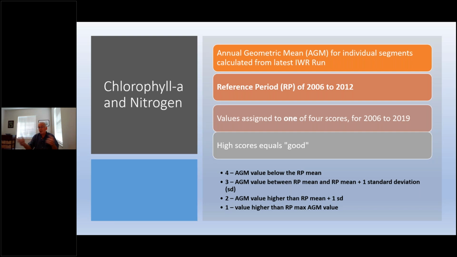If your data are normally distributed, some of it is, not all of it is, then you should exceed the high end of plus one standard deviation about once out of every 6 years or so. So if you exceed it 3 years in a row, that's really not normal. And you get a 1 if your value for your bay segment for any given year is worse than the worst value during the reference period.